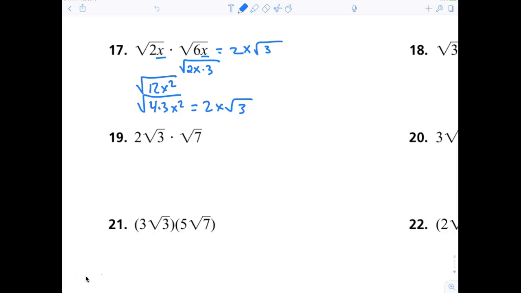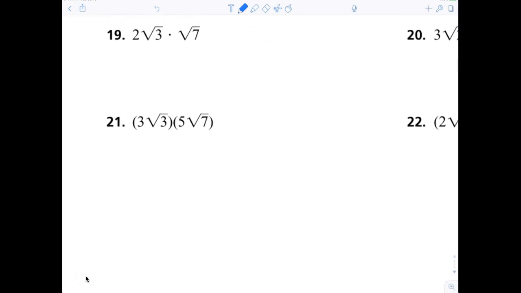So number 19, is there anything common with 3 and 7? No. If there's nothing common, just multiply it together. Now you're allowed to multiply irrationals, and you're allowed to multiply rationals. You're never going to multiply an irrational with a what? Rational. That's it. Is everybody with me? Now don't forget, there's a what in front here? A 1. So your obvious answer here is just what? 2 radical 21.